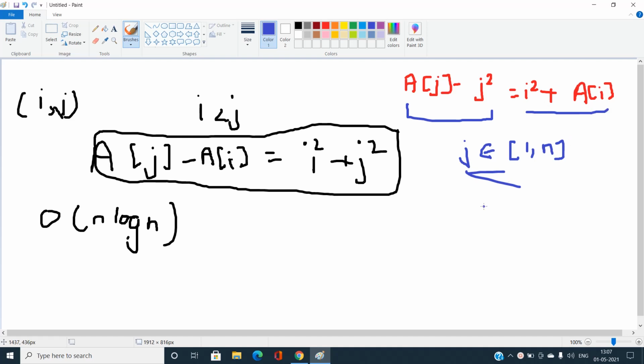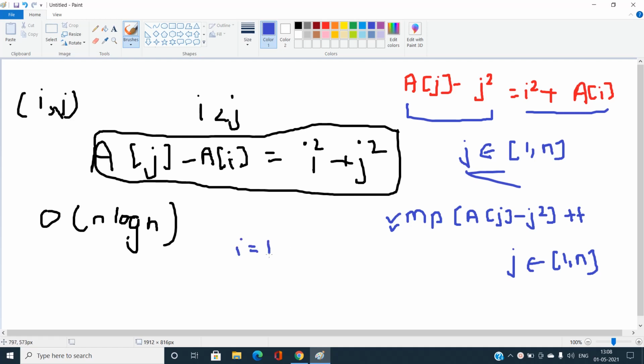So for every index j starting from 1 to n, let's store all the entries in a frequency table map of this value aj minus j square, incremented by 1 for every j from 1 to n. Once I have stored this in a map for every j from 1 to n, now I'm going to iterate from i equals 1 to n and find this value i square plus ai.